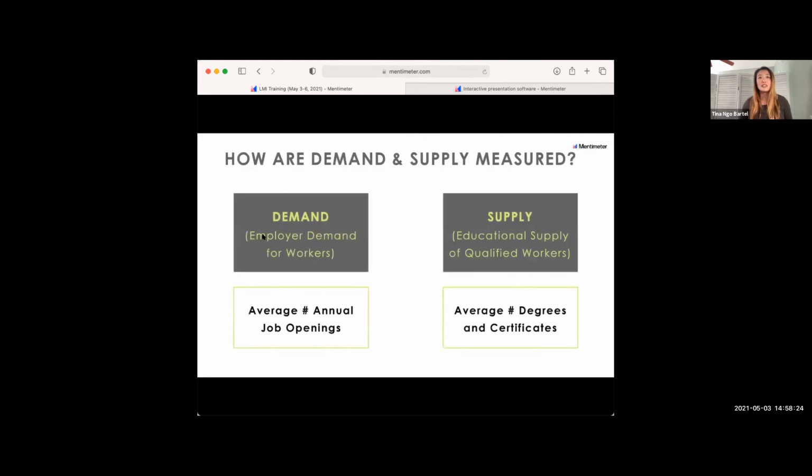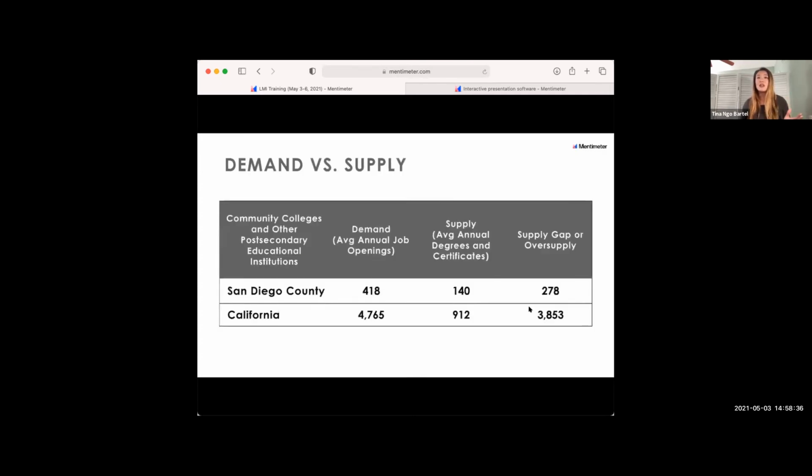As I mentioned earlier, demand and supply here are pretty much equivalent terminologies, but you can see them represented in data using annual job openings or those degrees and certificates. And as we saw earlier in the example, we look at the total average annual job openings for an occupation, compare it to the average awards that are awarded, and then subtract, essentially.